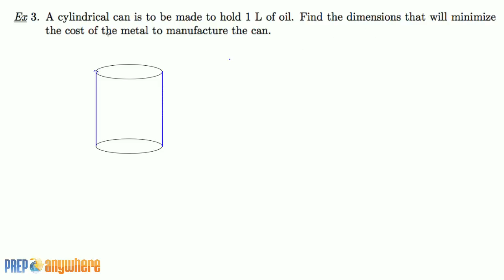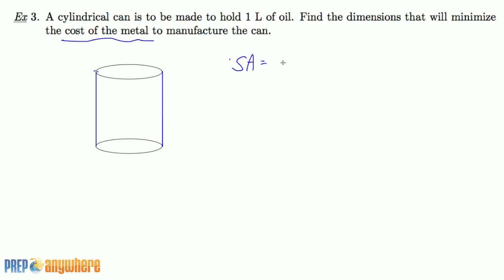This time, the last sentence tells you what to optimize, and it's the cost of the metal. So that's not volume, that's surface area. We don't know the cost per sheet of metal, but it doesn't really matter how much it costs per, let's say, centimeter squared, because it will get cheaper if we reduce the amount we use, right? Okay. Doesn't matter how much it costs.